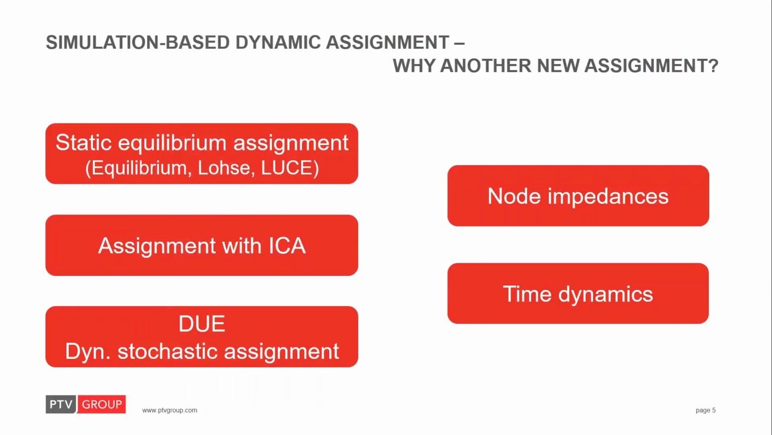So first, let's take a look at existing types of assignments. The most basic and often used type of assignment for strategic modeling is static equilibrium. And in Visum we have path, link and bush-based methods called equilibrium, lose and luce respectively.